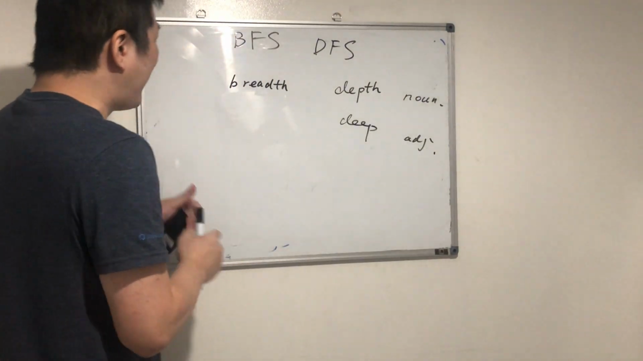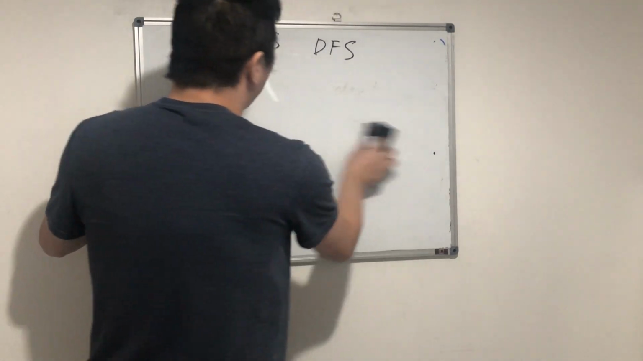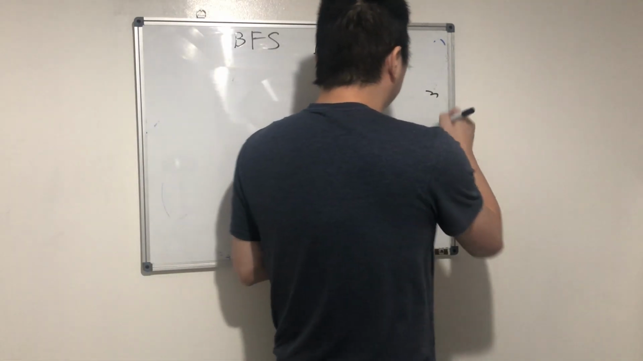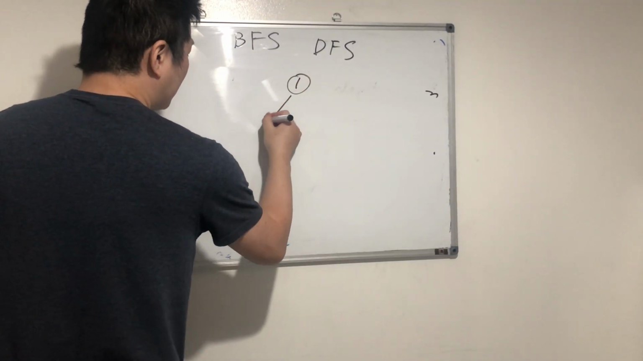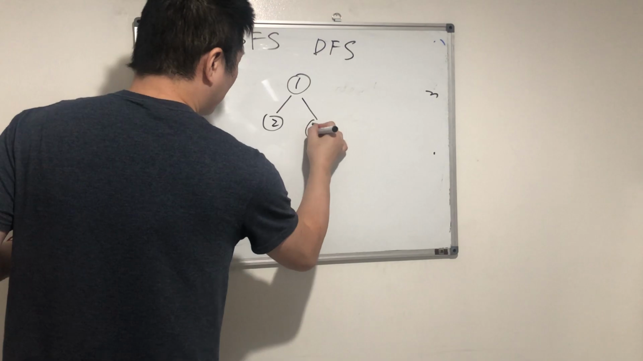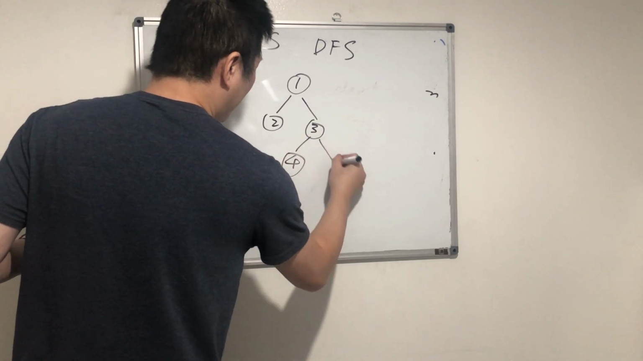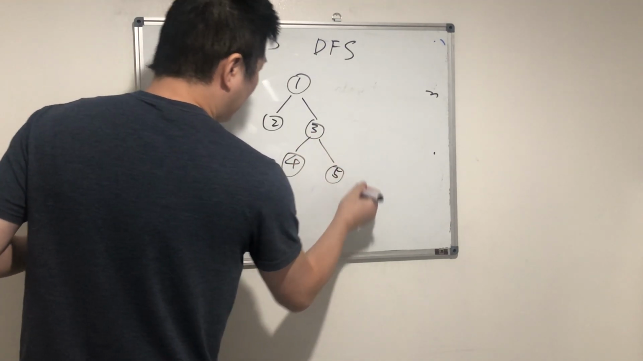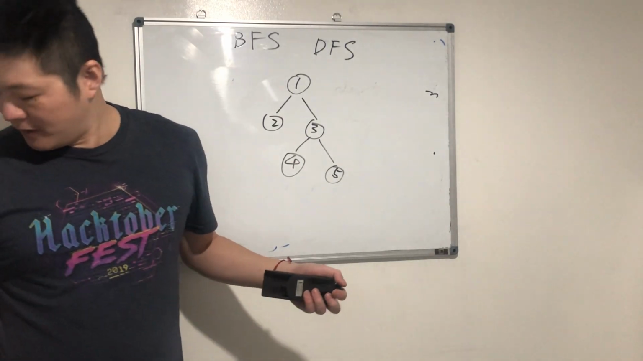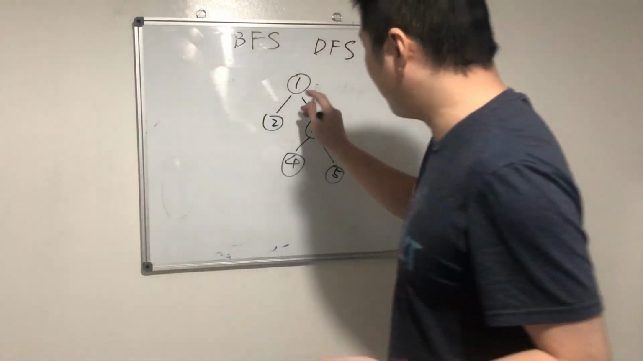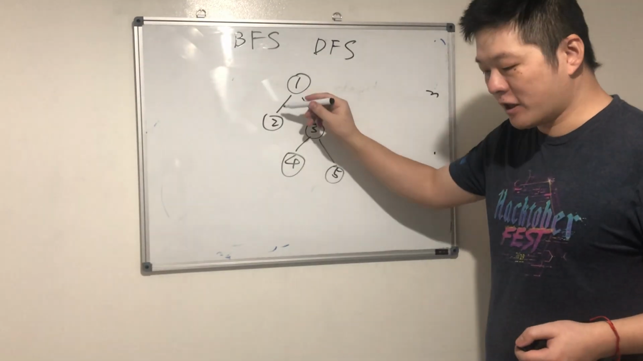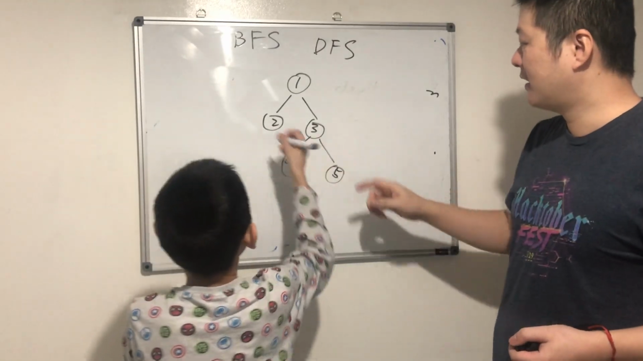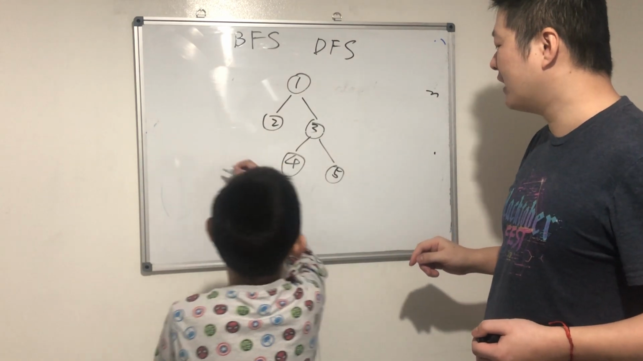Okay, so basically we visit the nodes in the horizontal order. So look, can you tell me how we push this to the tree? How we visit it? Eric, can you tell me how we use the breadth first search to visit the order of the nodes? One, two, three, four, five.